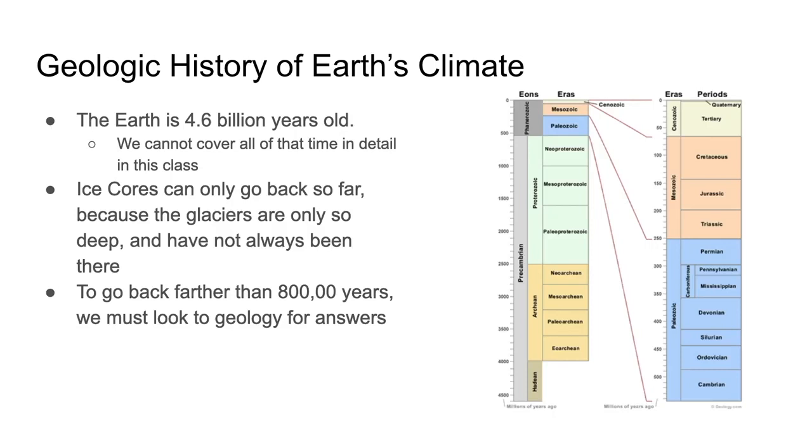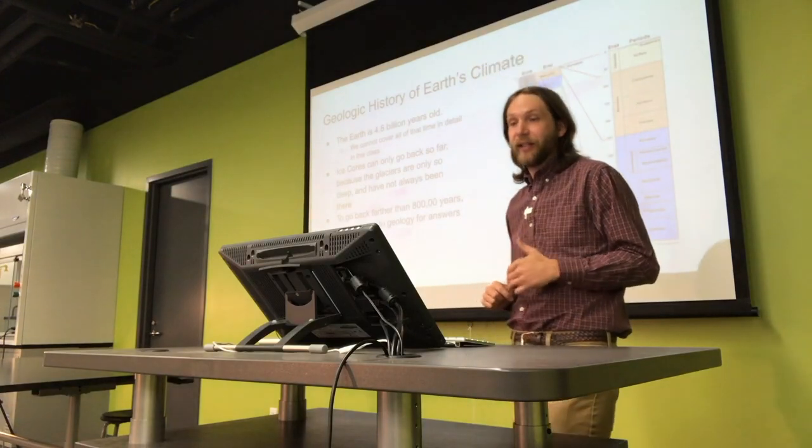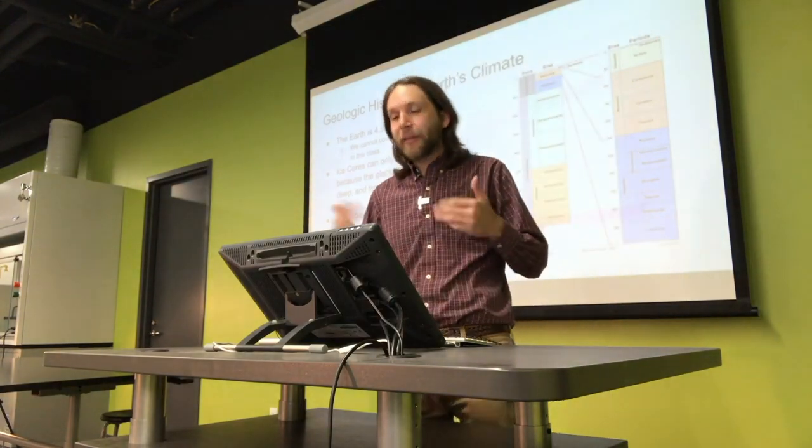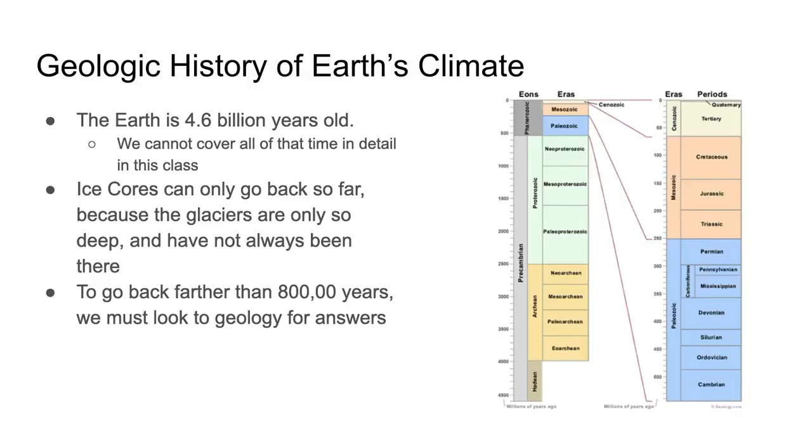The Earth is 4.6 billion years old, and of course, that's a really long period of time, and so we will not be able to cover all of that in great detail in this class. But today, I'm just going to give you a little bit of a primer on some of the key events that occurred there. Our ice cores only take us back so far. Glaciers are only so deep, and as we're going to see, there have not always been glaciers present. If we want to go back farther than 700,000 or 800,000 years, we have to look to geology for answers.